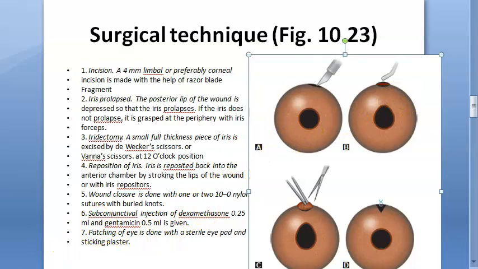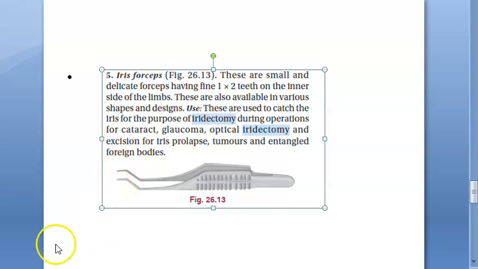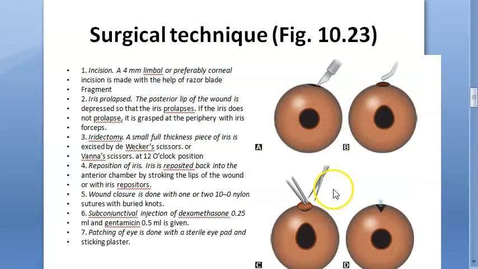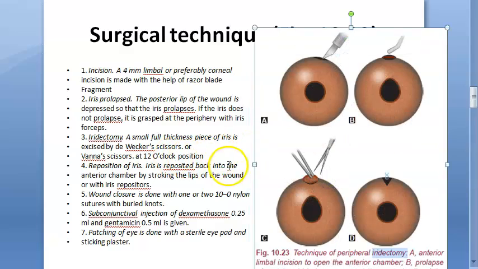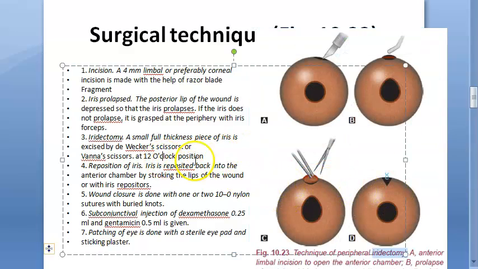Do you know how iris forceps looks? Look at these delicate forceps. They have some teeth also. Then iridectomy. Now they are removing a small full thickness piece of iris, excised by De Wecker's scissors or Vannas scissors at the 12 o'clock position. Why? Because the upper eyelid will cover this surgical scar. So nobody will be able to see that you have an iridectomy.